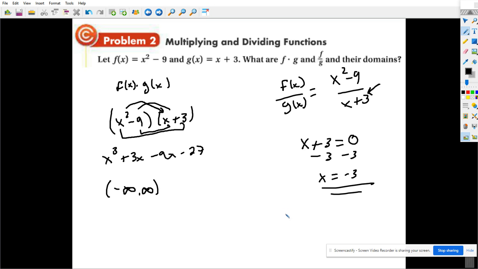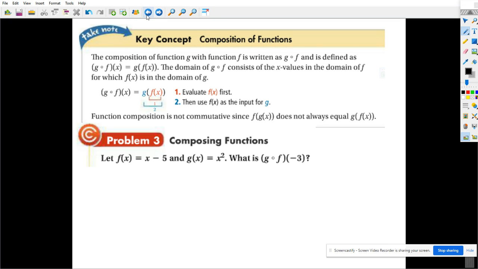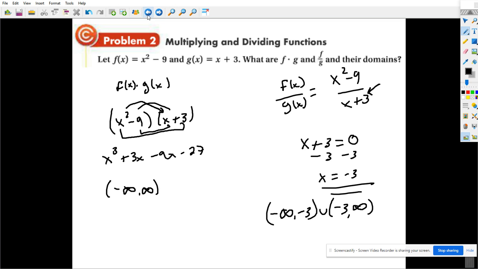So the domain goes from negative infinity to negative 3, and then from negative 3 to positive infinity. I can't plug in negative 3, but I can plug in the next value greater than negative 3 all the way up to positive infinity. So multiplying and dividing, you literally just do what it says. Like I said, sometimes you don't do anything with these problems.